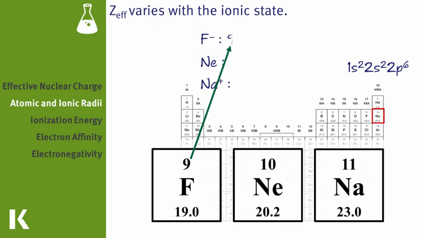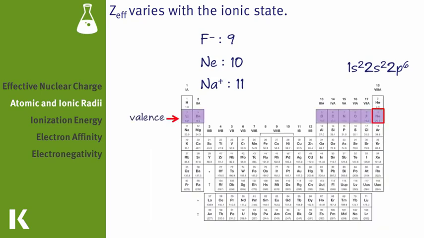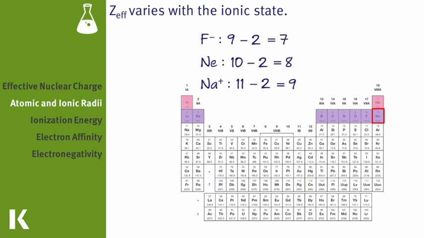We can still use the atomic number to find the protons, and since all three elements have the same electron configuration, they will have the same number of non-valence electrons. The second energy shell is the valence shell, so the two electrons in the first shell are non-valence, and this is inserted into the equation. Solving, the fluorine anion has the lowest effective nuclear charge, while the sodium cation has the highest.